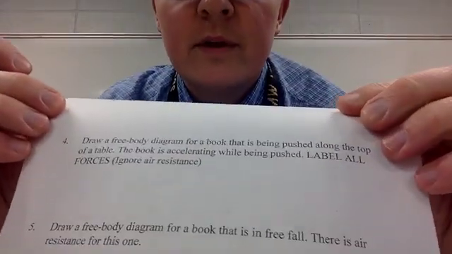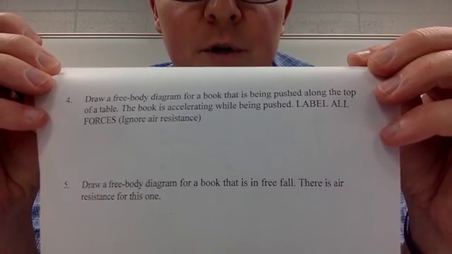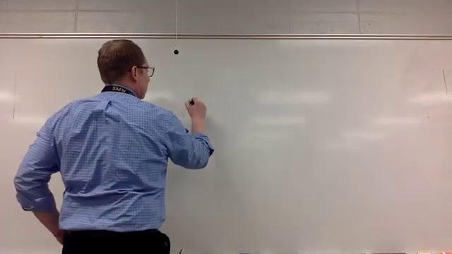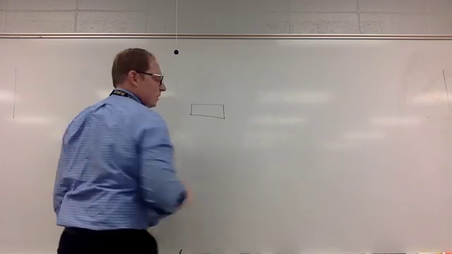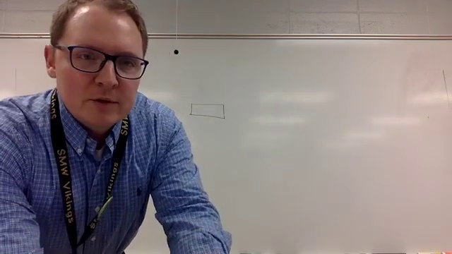So here's what's going on with number 4. A free body diagram, there's a book, it's being pushed on the table, and it is accelerating. Label all forces. Looks like a regular, normal, not so bad free body diagram, but there's a lot of points here. Our book, go ahead and draw something to represent the book. Could be a dot, could be a triangle. Well, I don't know. You choose any object to represent the book.